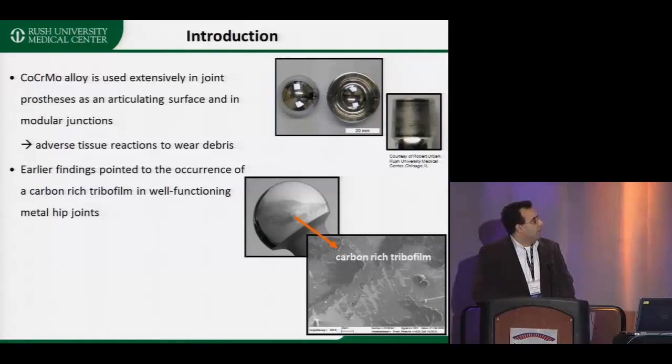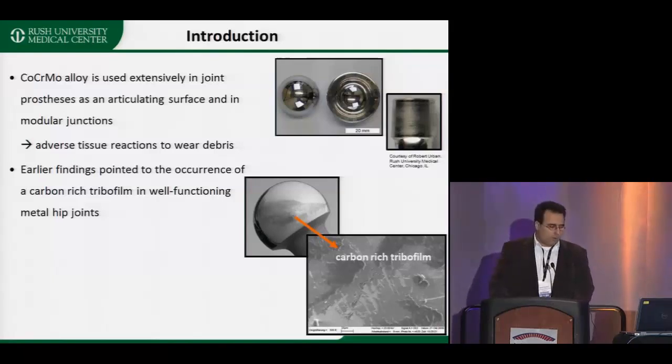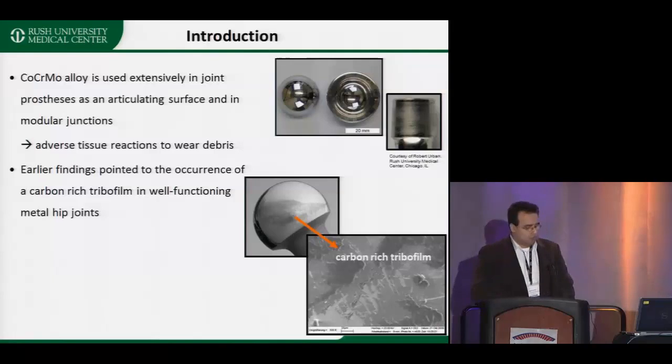However, there are also earlier findings that pointed to the occurrence of a carbon-rich tribofilm. You can see it here in the corner, that thinner gray layer. This carbon-rich tribofilm adheres strongly to the surface and was especially observed in first and second generation well-functioning metal-on-metal bearings.